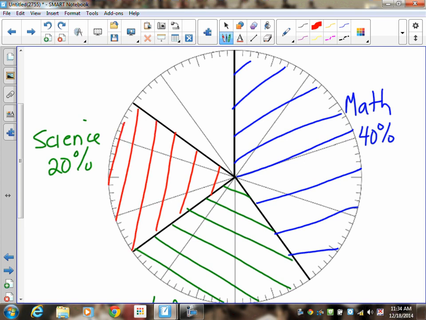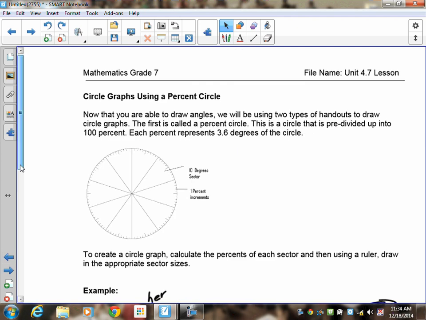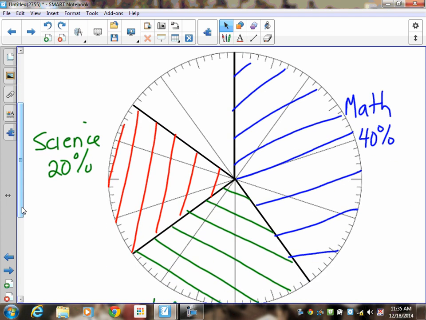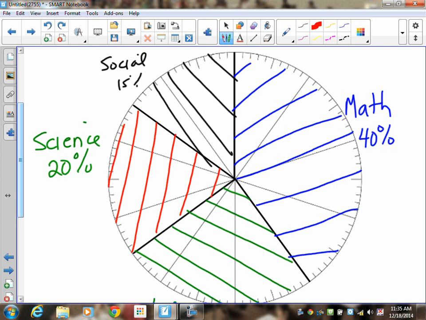Okay, so there's science. Normally I would color this in, but I don't have time at this point. That leaves me with my last one, which should be perfect. You'll see I've got social at 15%. If everything was done correctly, I should have 15% left for social. And you can see right here, social is 15%. And of course, that's what's left. Here's my 15 for social.